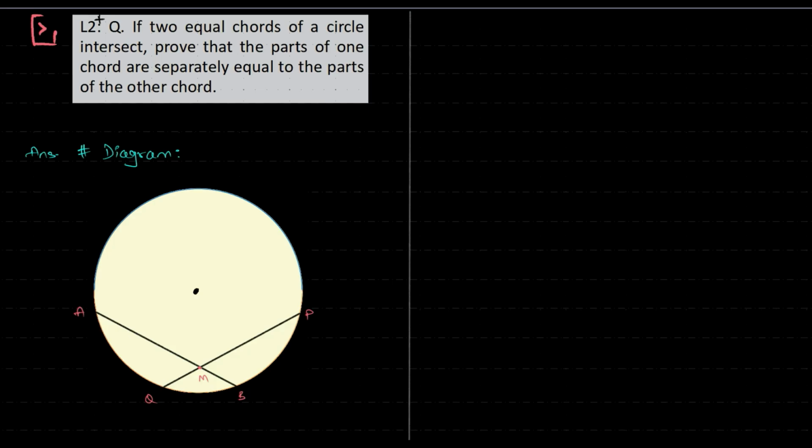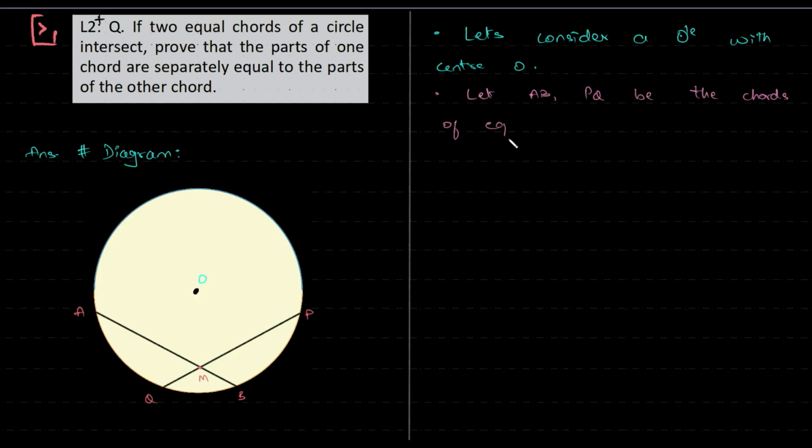We have to prove that. Let me start off with the writing part, so by that time you can think. Let's consider a circle with center O. I'm calling that O. Then let AB and PQ be the chords of equal length and intersecting at M.